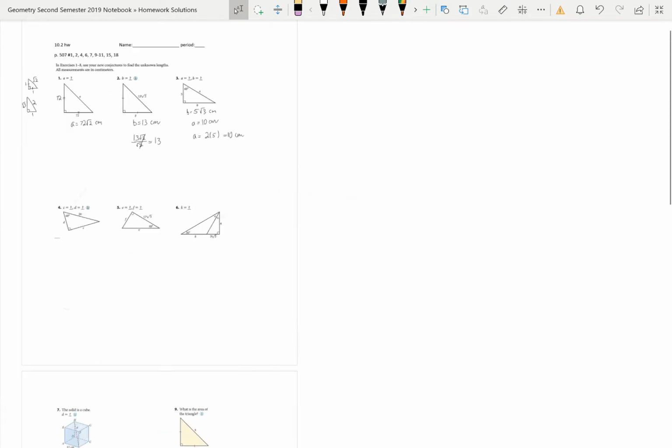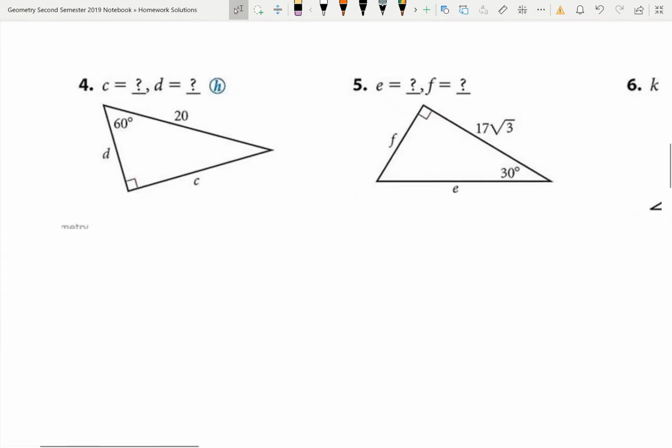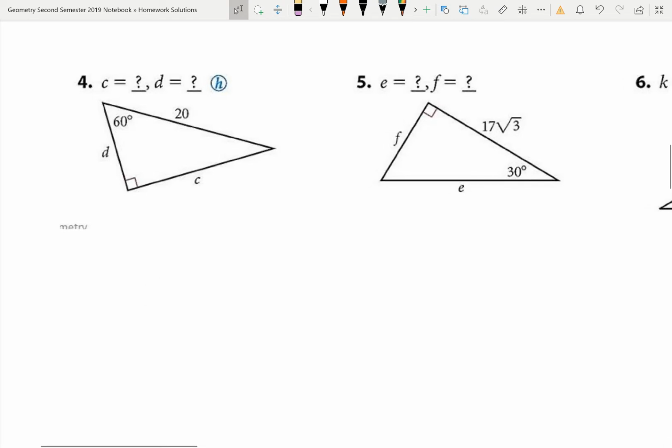Okay, let's see here. Number 4. So in this situation, we're given a 30, 60, 90 triangle, and we're given a length of 20 centimeters, and 20 centimeters is the length of the hypotenuse. So by the 30, 60, 90 triangle conjecture, the length of the shorter leg is half the length of the hypotenuse. So D is equal to 1/2 the length of the hypotenuse, and that's going to mean D is equal to 10.